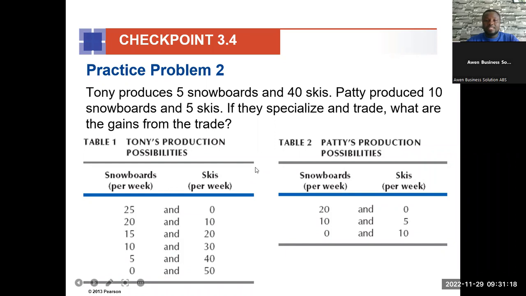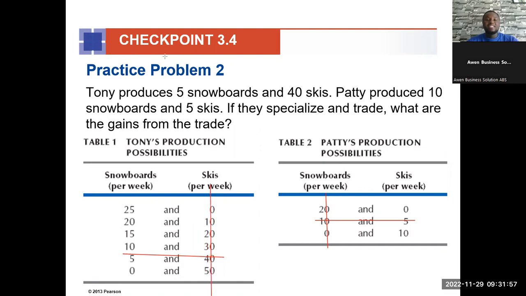So this guy is producing 5 snowballs and 40 skies, and this guy is producing 10 snowballs and 5 skies respectively. So if they specialize and then trade, what will be the gains from the trade? Specializing means that they will all go for the good or service that they have a comparative advantage in, and we saw that Patty has a comparative advantage in producing snowballs, and then Tony in the production of skies.